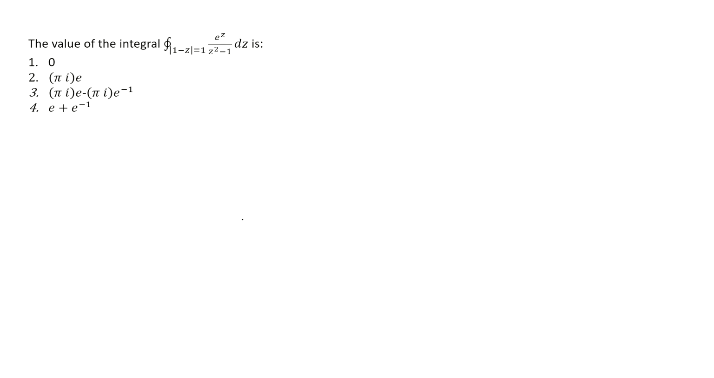Hello everybody, today we are doing a question from June 2018. The question is from complex analysis. The question is asking us to find the value of the integral over |1 − z| = 1 of e^z / (z² − 1). So we have to find the value of the integral over |1 − z| = 1 of e^z / (z² − 1) dz.